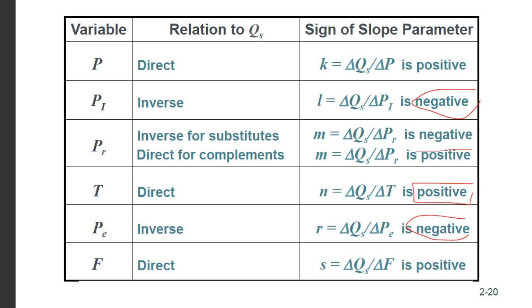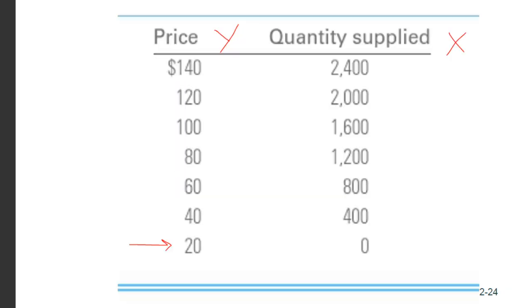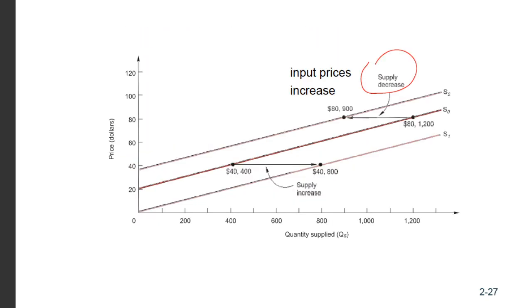Complementary goods. If the supply of a complementary good was affected, then there'd be more production of this good. Or if technology made production more productive, that would cause a supply increase. So let's just say technology. Okay, so those are two examples.